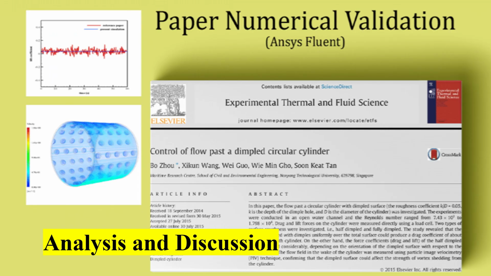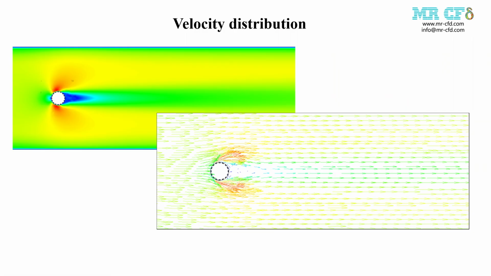This video presents analysis and discussion on the results of this product, which is a paper numerical validation. Actually, the present problem simulates the water flow inside a rectangular computational domain around a dimpled cylindrical body on its inner surface by ANSYS Fluent software. The results of this simulation have been compared and validated with the results in the article Control of Flow Past a Dimpled Circular Cylinder.